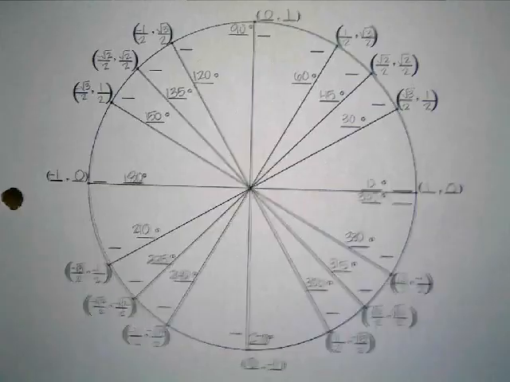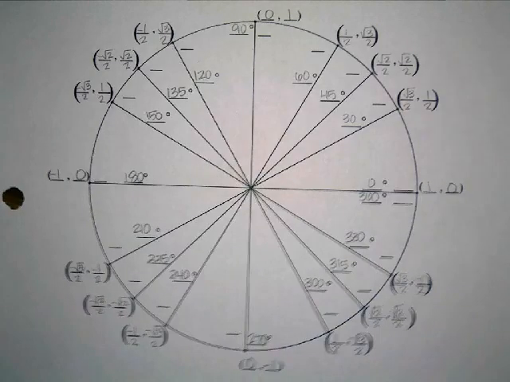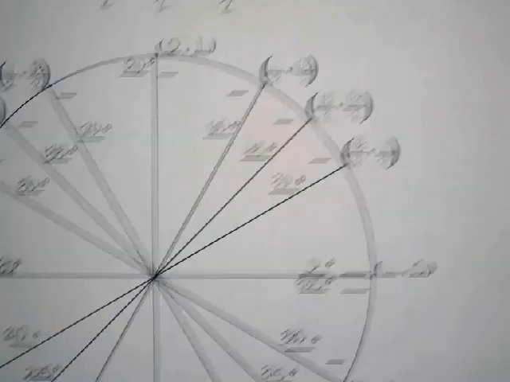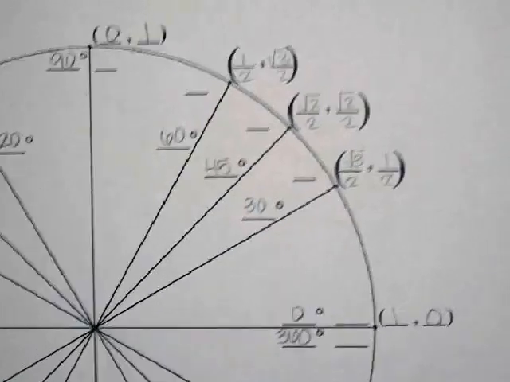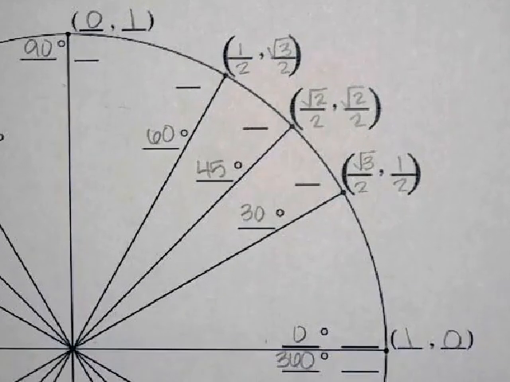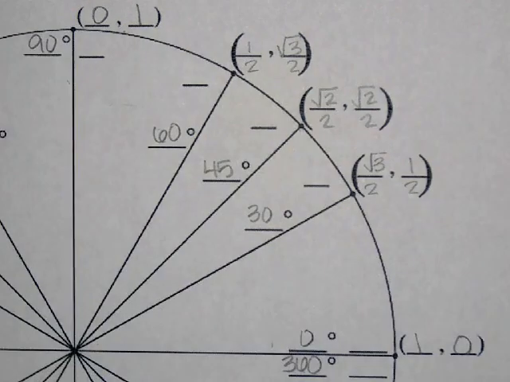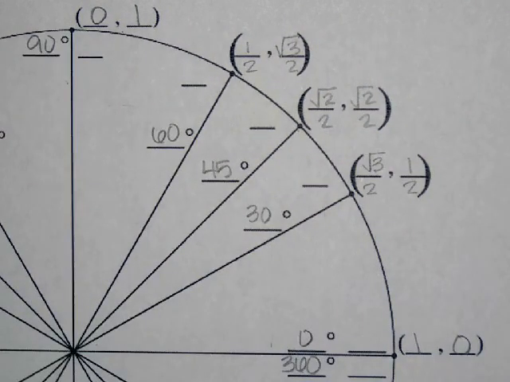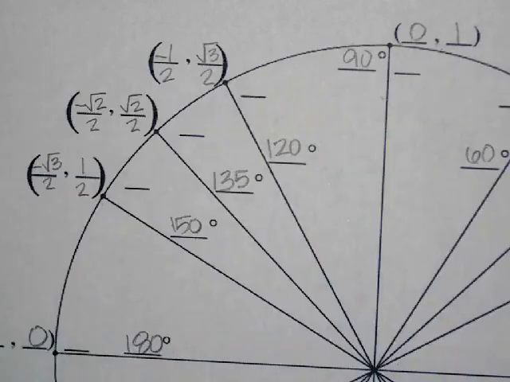Okay, so I'm going to zoom in on each quadrant just so you can double check yours and make sure that your points are good. So here's our first quadrant. Just double check your points, make sure they're good. We all good on the first quadrant? Yes? Okay.